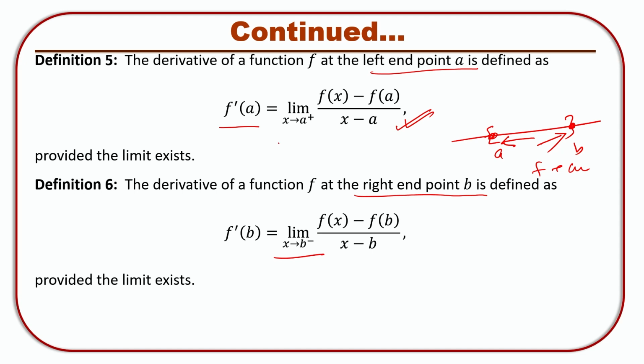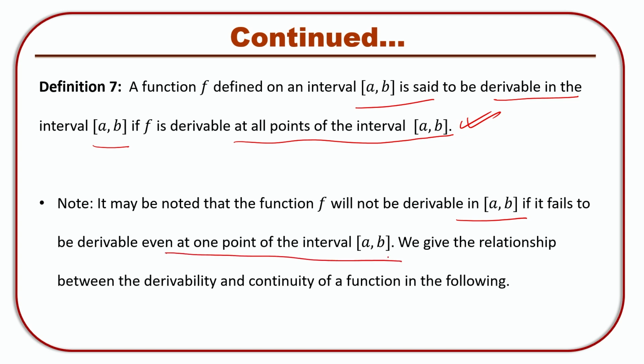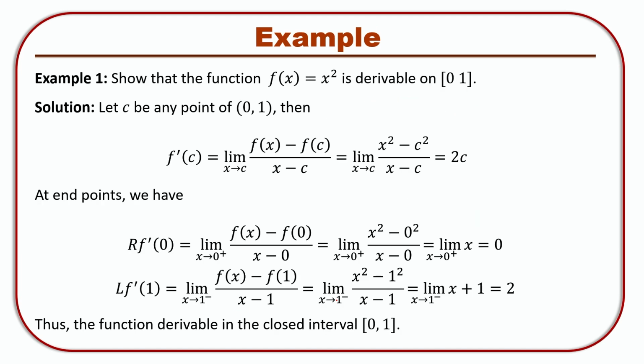So here you can see, right? Now a function f defined on a closed interval [a, b] is said to be derivable in the closed interval [a, b] if f is derivable at all points, or each point, of that closed interval. It may be noted that the function f will not be derivable in [a, b] if it fails to be derivable even at one point of the interval. We give the relationship between derivability and continuity of a function in the following slides.